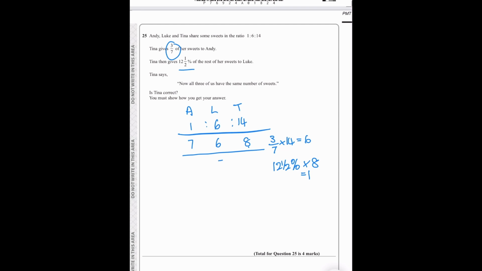So Luke has 1 more, Tina has one less and Andy still has one. So all three of us now have the same number of sweets? Yes.